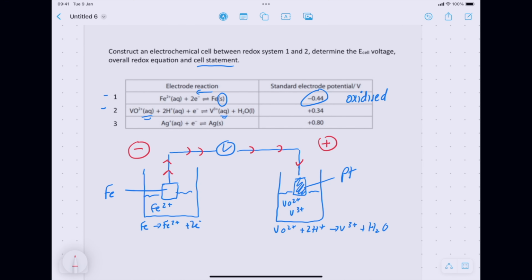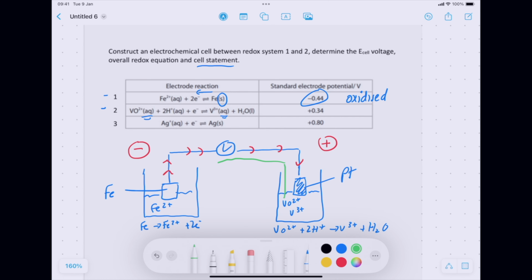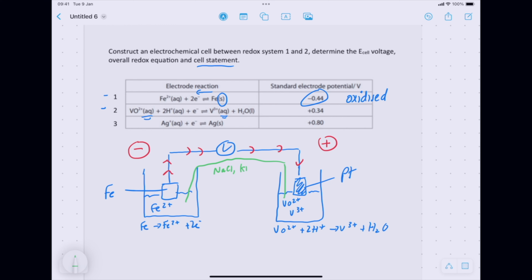Finally, connect the two half cells with a salt bridge, which is this green line here. The salt bridge can be made up of any group 1 salt, so NaCl, potassium nitrate, anything that is soluble in water. What it does is it allows the passage of ions between the half cells without them having to mix, so it completes the circuit.